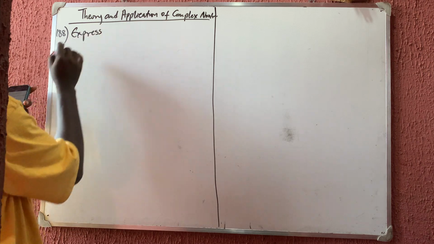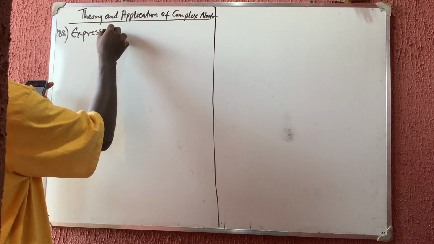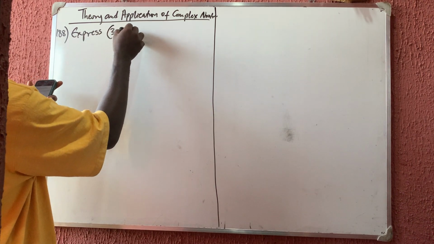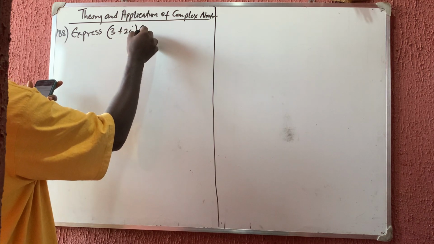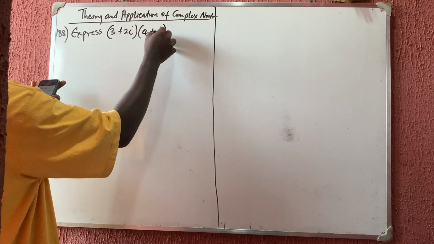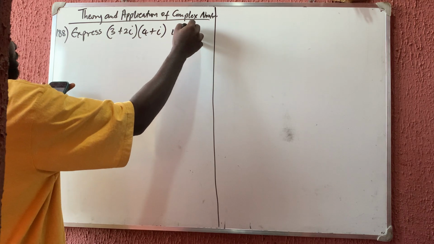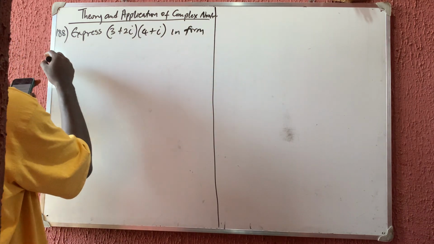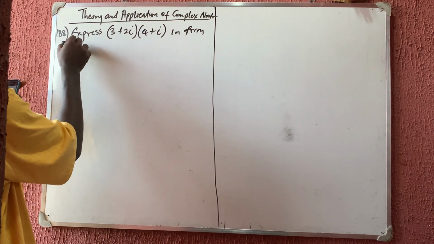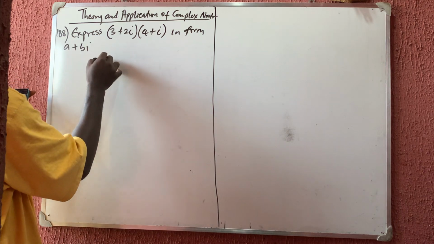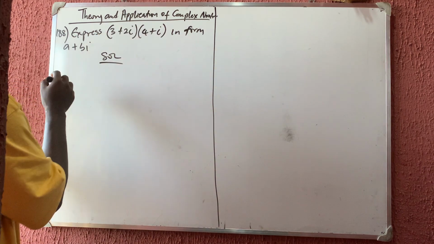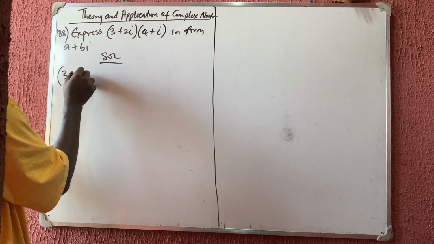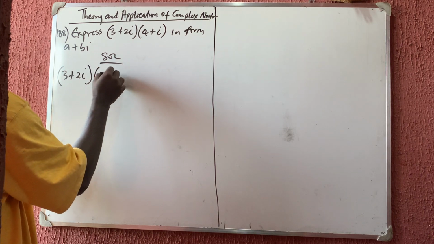Express (3 + 2i)(4 + i) in the form a + bi. Okay, solution. It simply means to open this bracket. So I have (3 + 2i) into (4 + i).